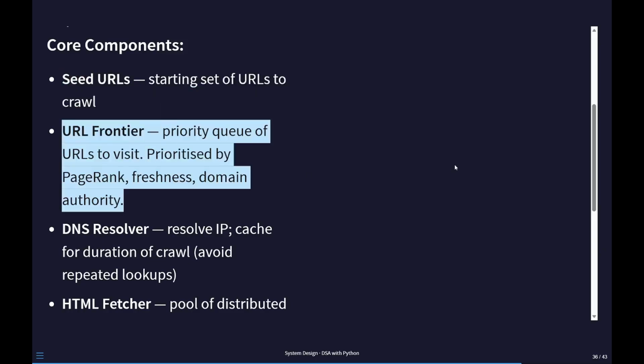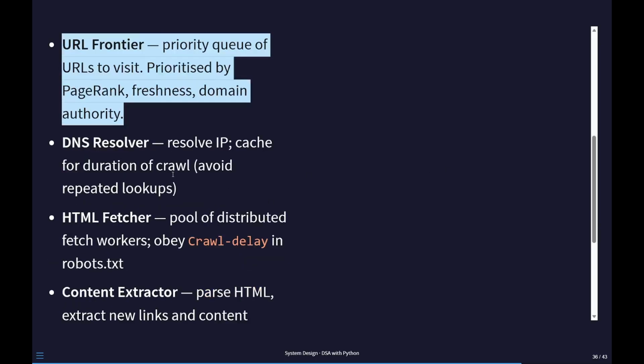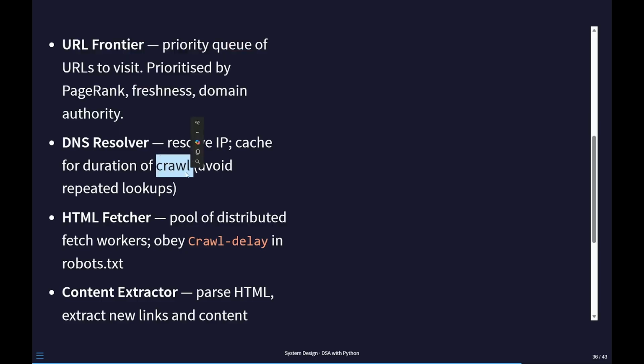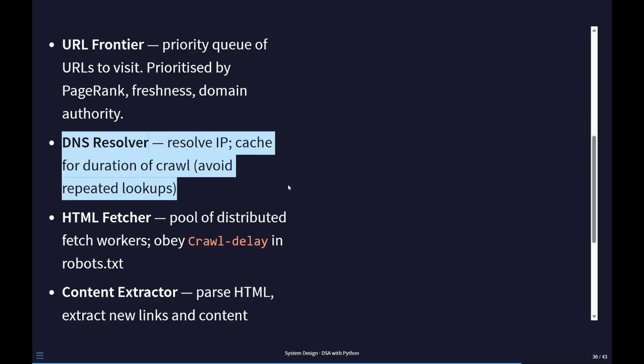URL frontier, a priority queue of URLs waiting to be crawled. URLs are prioritized by factors like PageRank, domain authority, and freshness, how recently the content likely changed. DNS cache, resolve each domain's IP address once per crawl and cache it aggressively. DNS lookups are expensive at this scale.